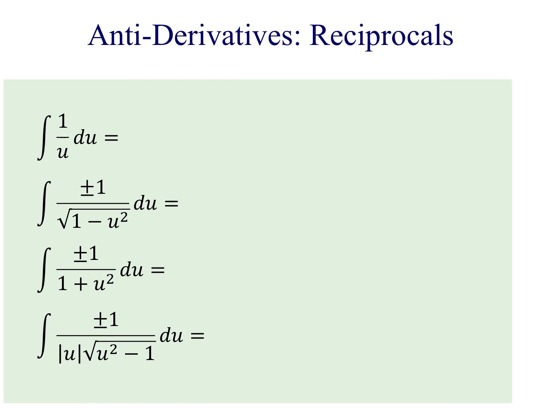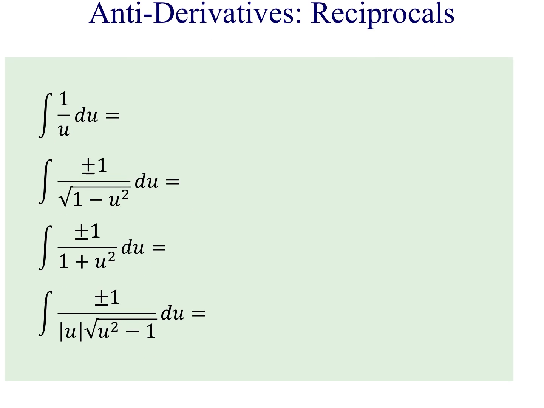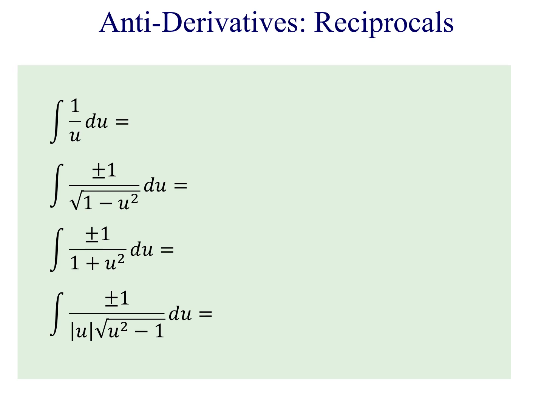Okay, here are the 1/overs. Most of the time, these 1/overs have an antiderivative that's linked to them. We've already seen 1/u du, because that is u to the -1 du, and that's the one that results in the natural log of u, absolute value, plus c.